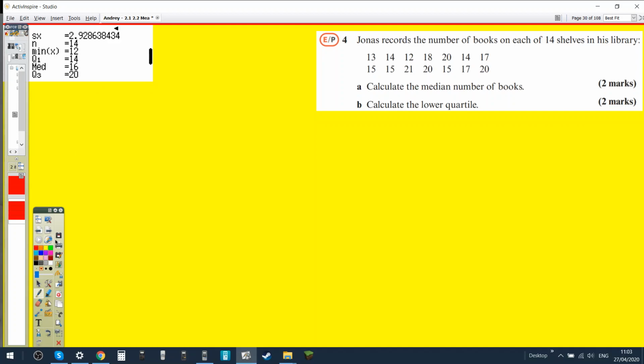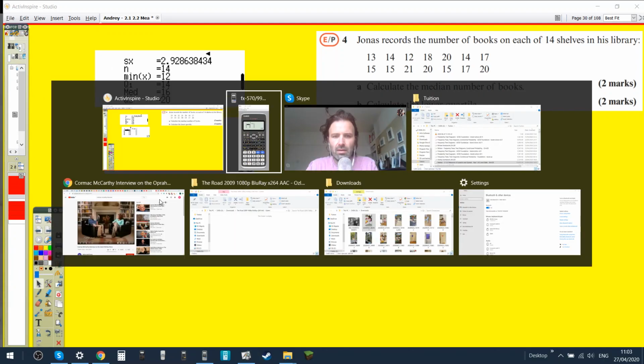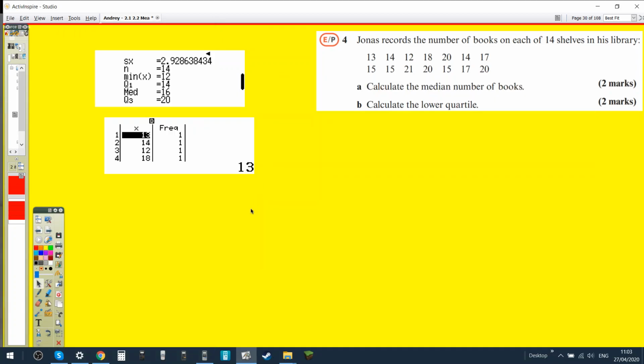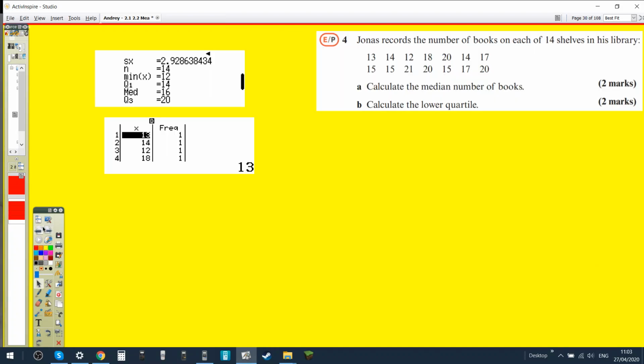Will that just be 8? What does it say? Q1. It says 14. Does your one not say 14? No, sorry, mine says 14. Okay, so we think 14 and 16. 16 and 14. That's it.